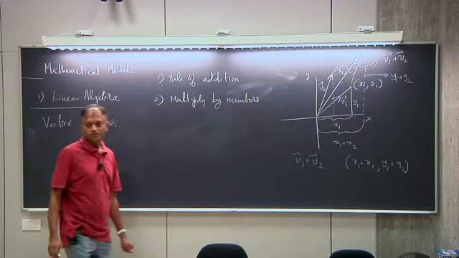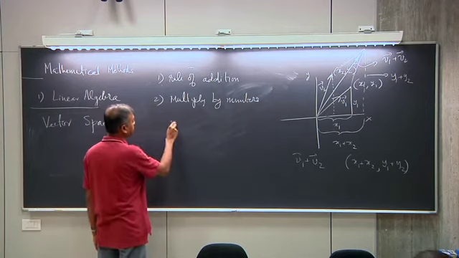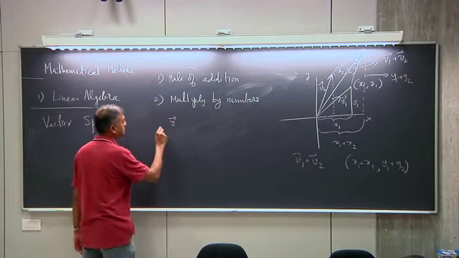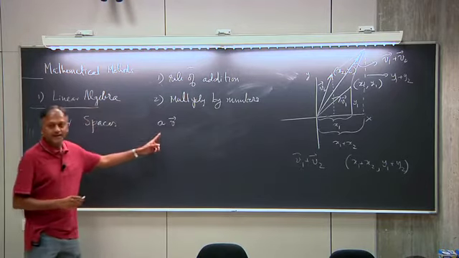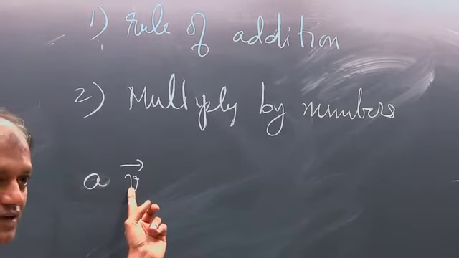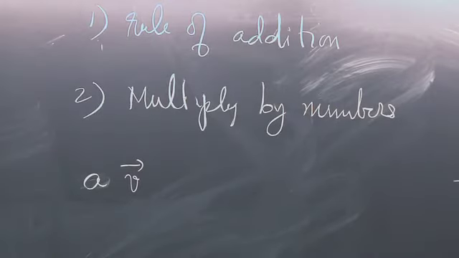These are the two important notions. So when you multiply a vector v by a number, say a times v, where a is a number, a times v will have the same direction as v. The direction will be the same, except that its length will become a times the original length. That's what we are familiar with. So these are the two important points.